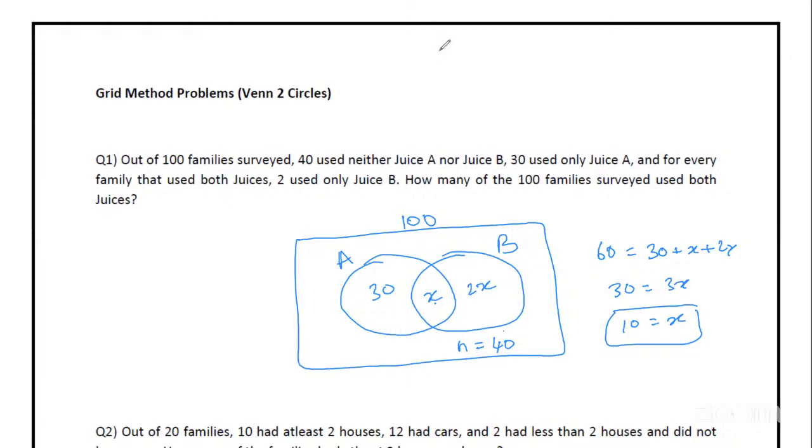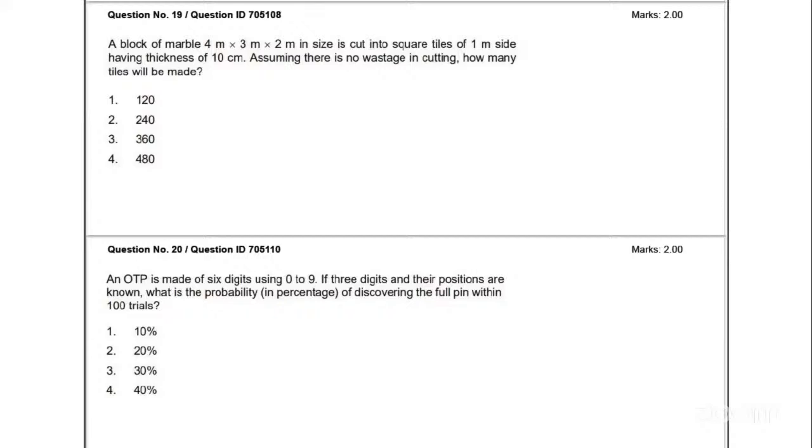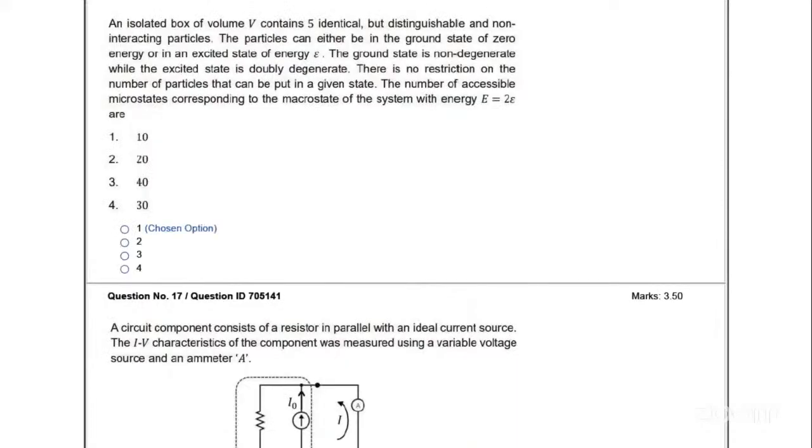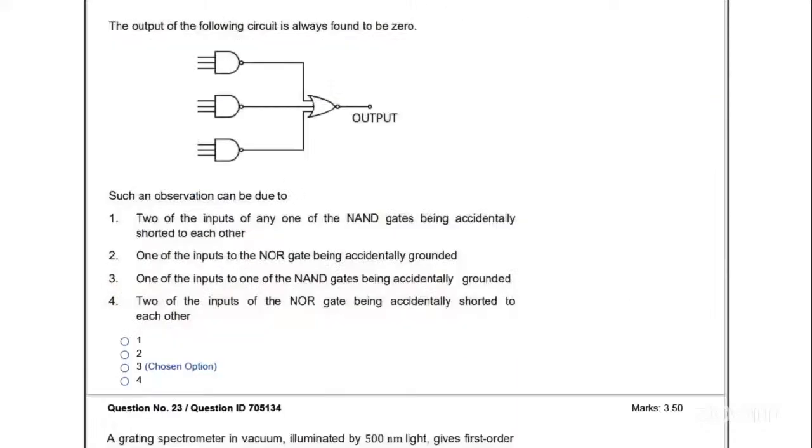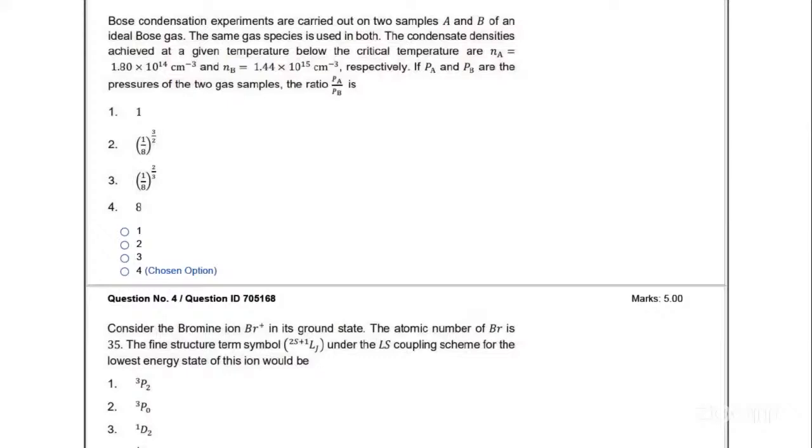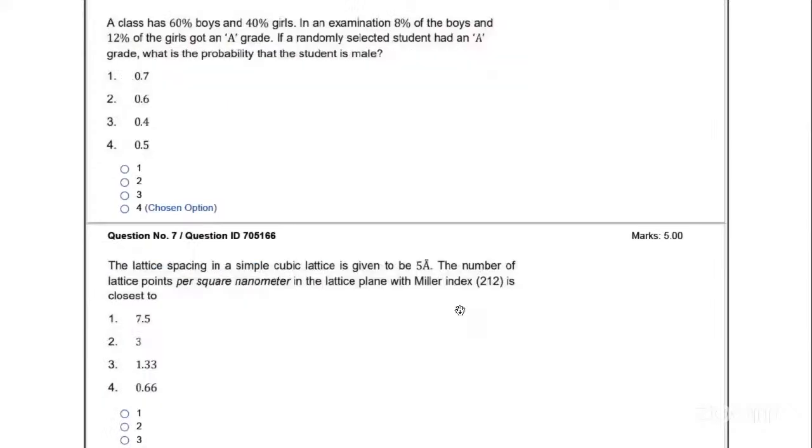Now, what I'm going to do is solve a complicated part B of the physical sciences question. It is a probability question, but I'm solving it so that you understand the importance of the grid method. There is this one question that came in part B. It was about percentages of boys and girls. So let's look at it.